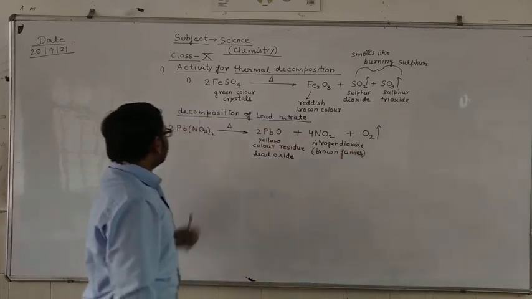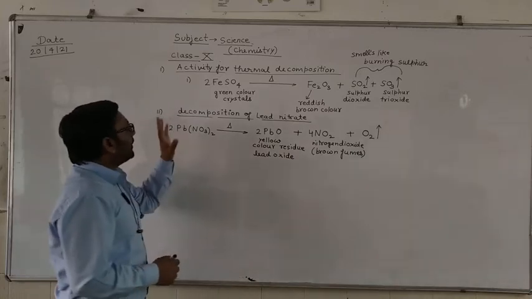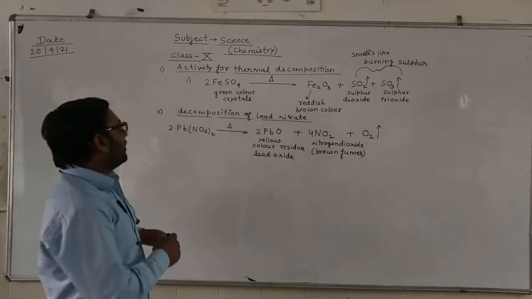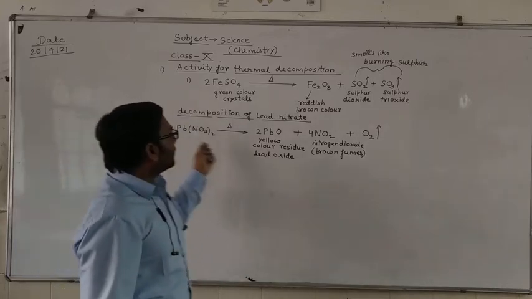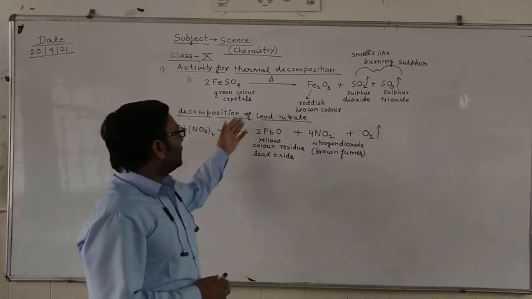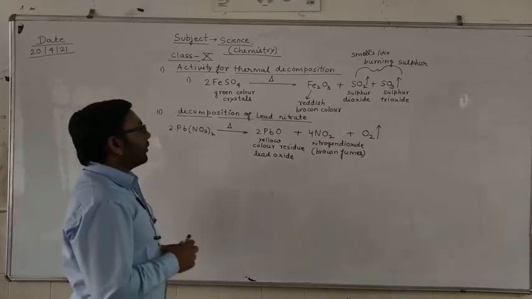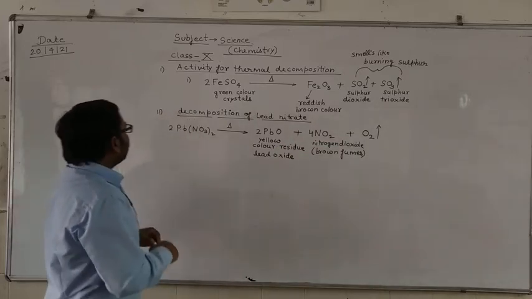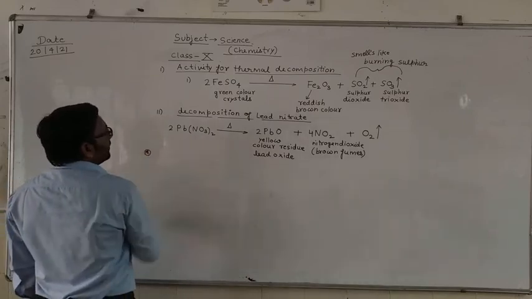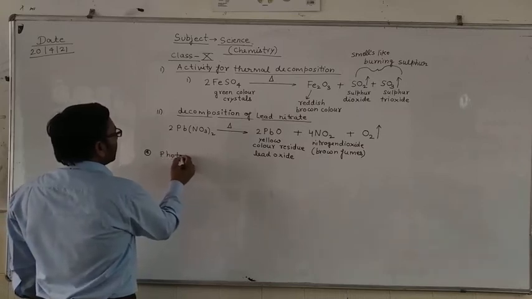So we have seen the thermal decomposition of lead nitrate and the thermal decomposition of ferrous sulfate. These are two very important activities in your NCERT notebook. You have to learn these two equations very clearly. These two reactions are very important. Now we will see the activity for the photolytic decomposition.